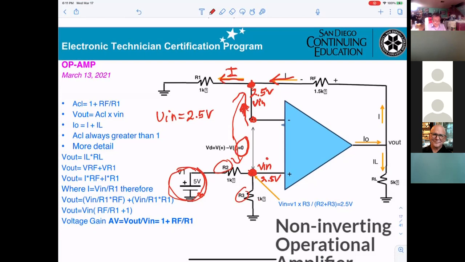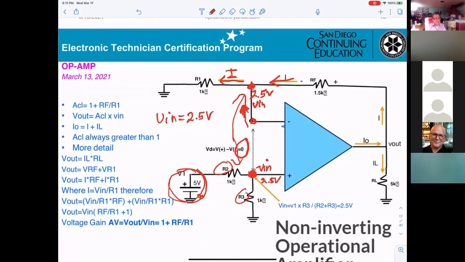Exactly, they get the same potential, right? They cancel each other out. Same voltage, current cannot be flowing. You get 2.5 here, 2.5 here. No way the current can be flowing. They have to be different. So they're telling me the current will come from here. Okay? And this current goes this way.